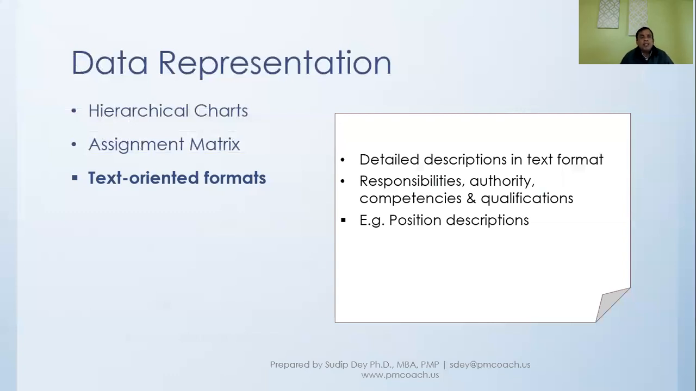So a typical thing that might happen is, in the project team, you have the hierarchy of the project team or project organization chart, which says who is reporting to whom and so on and so forth. In addition to that, you will have an assignment matrix in terms of work packages, who is doing what and what role they are playing. And then in addition to that, for each of these persons, what kind of responsibility they have, what kind of authority they have, competencies, qualifications, and so on and so forth. So all this together will give you the full picture.